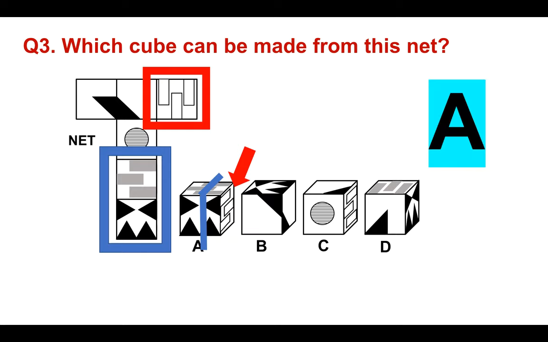Now, if I was working through these and going along, I might find that A isn't the correct answer, and therefore I would eliminate that until I actually reached the correct answer. So the correct answer for 3 is A.